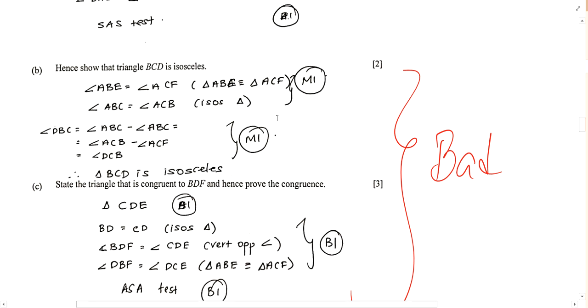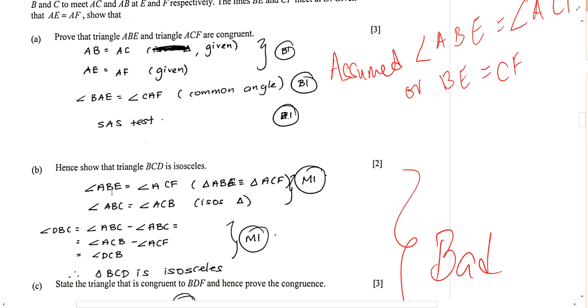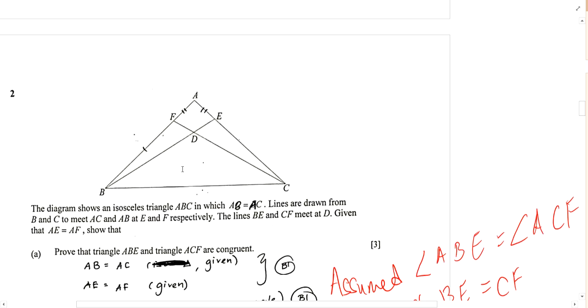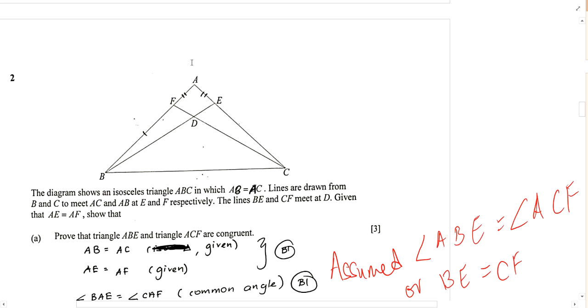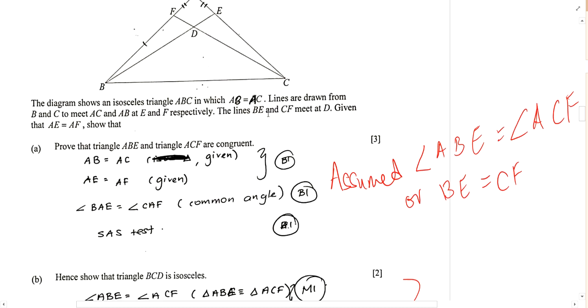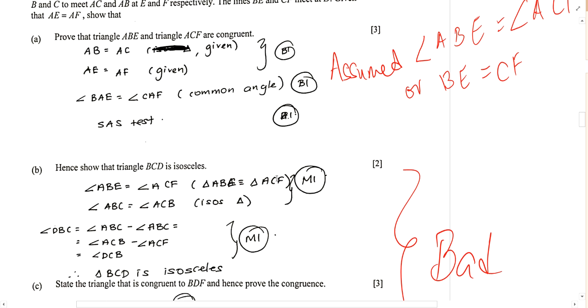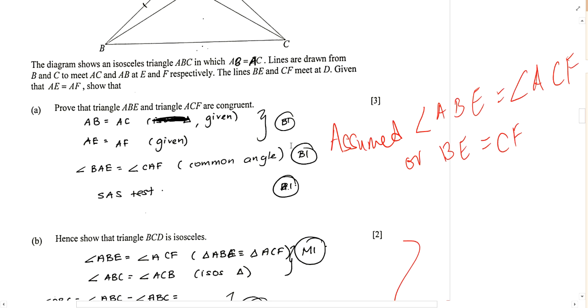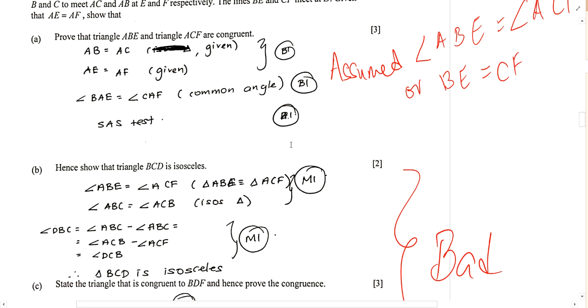Okay, for this angle, ABE and ACF, they are the same angles because earlier on we've already proven that those two triangles are congruent. So corresponding angles are the same for congruent triangles. Next one, ABC and ACB, they are the same because it is given that it is an isosceles triangle. To complete this, you should be writing base angles of isosceles triangle.